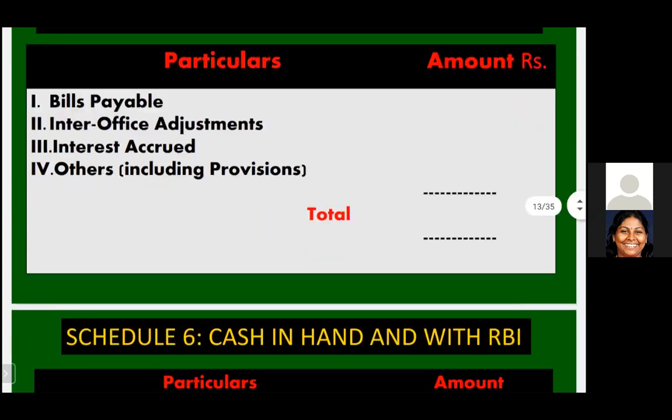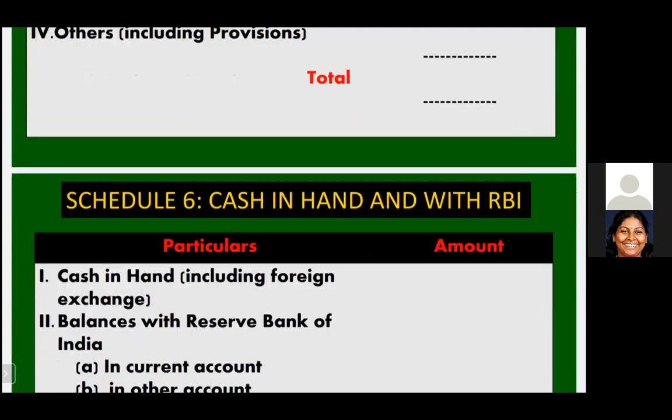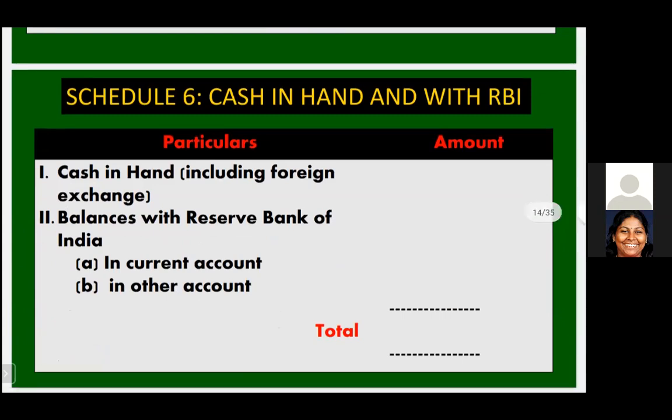Once you finish schedule number 5, other liabilities and provisions, we'll move on to schedule number 6, cash in hand and balance with RBI. Only two items will come under schedule number 6. The name itself tells you the items: either the cash in hand or any balance maintained by this particular bank with RBI. We need to bring it over here under schedule number 6.